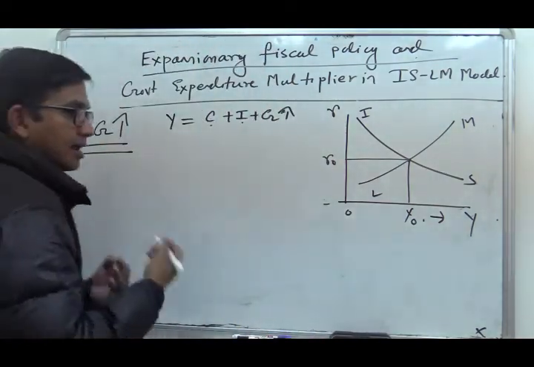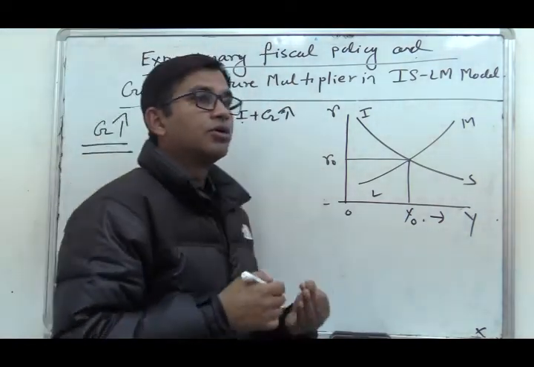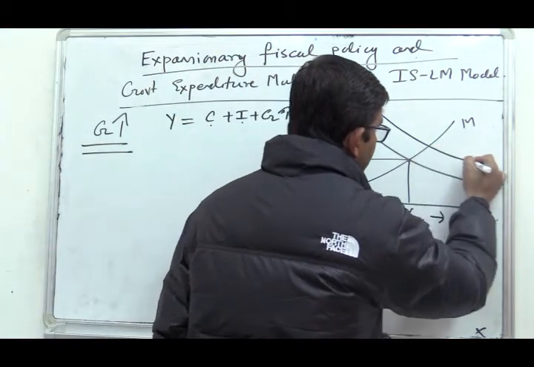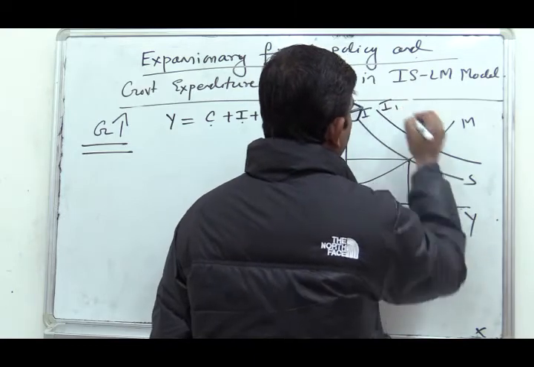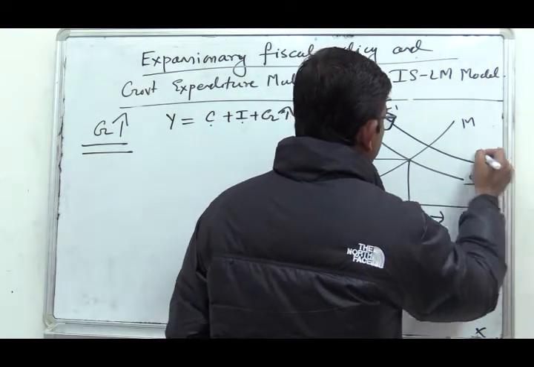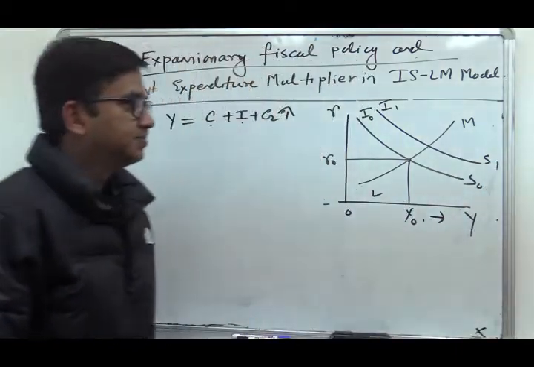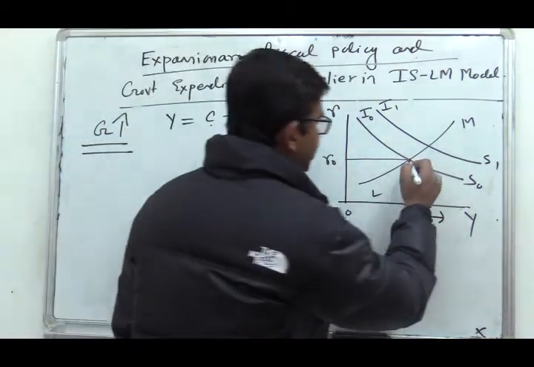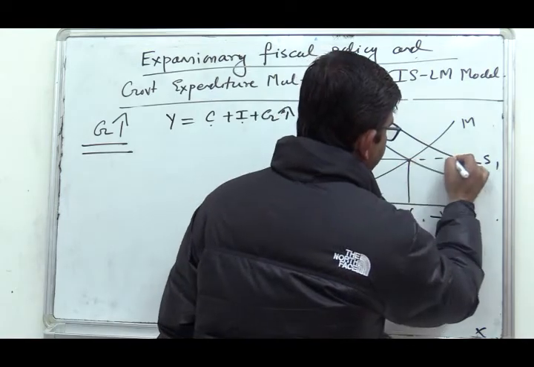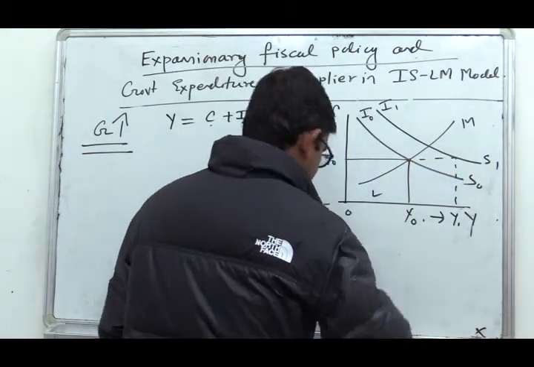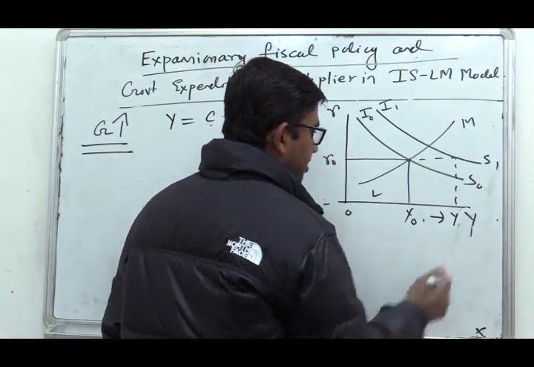So next step, what will happen? First we can see that there is a rightward shift of the IS curve from I0S0 to I1S1. So initially at the given rate of interest, Y rises, aggregate demand rises to Y dash.